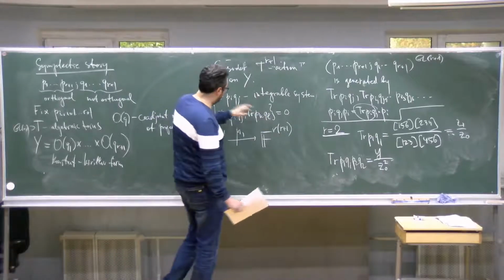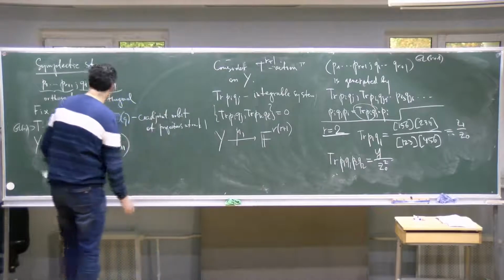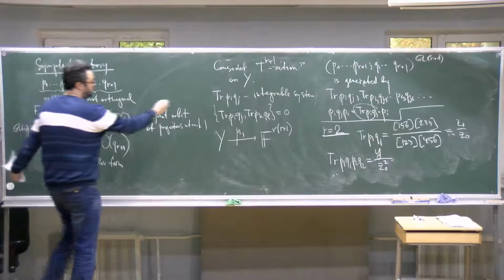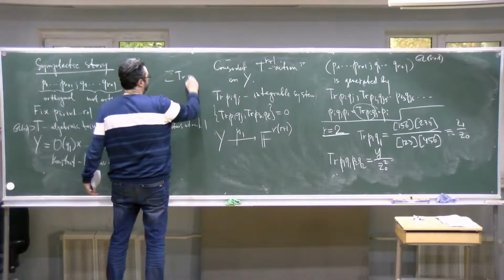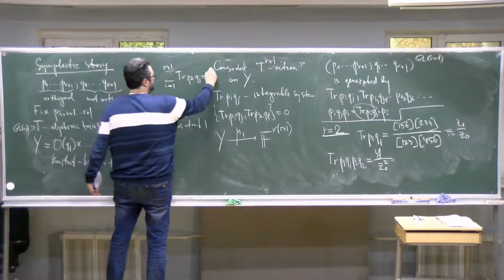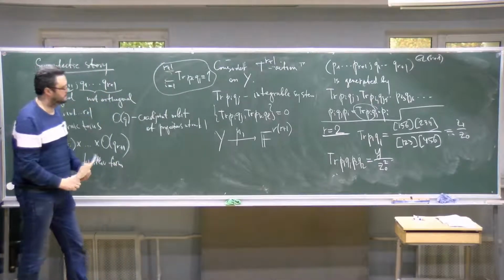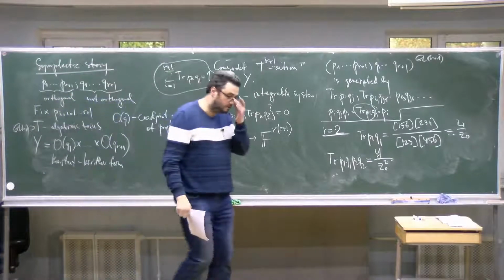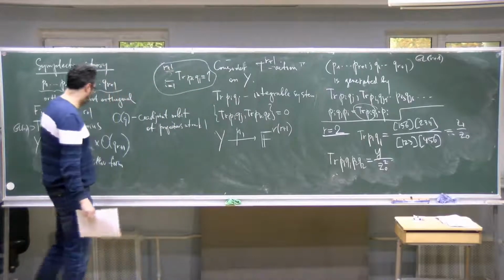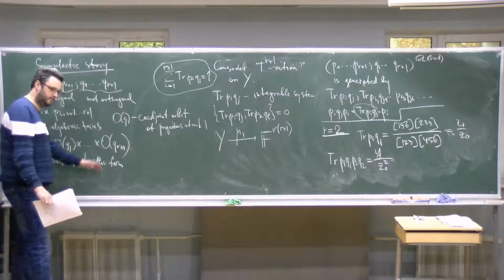We have some relation on these functions. Since these projectors are orthogonal, we get that trace of pi_i q_j is 1. Sorry, what particular sort of Poisson structure do you use here? I use the standard Kirillov form, the constant Kirillov form on this.